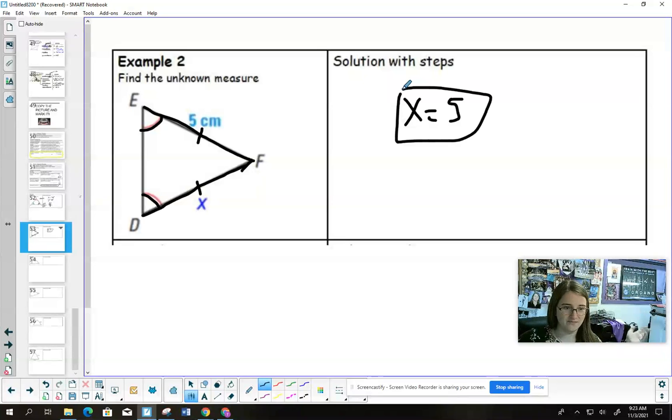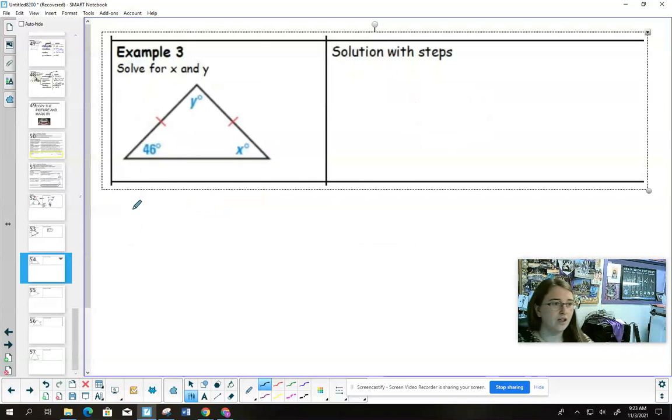That's it, right? Pretty simple concept. Again, if I know I have two angles the same, those two sides will be the same. I don't know what this side is. I can't know that actually, but we can find this side at least. Okay, so I want you guys to try this one.